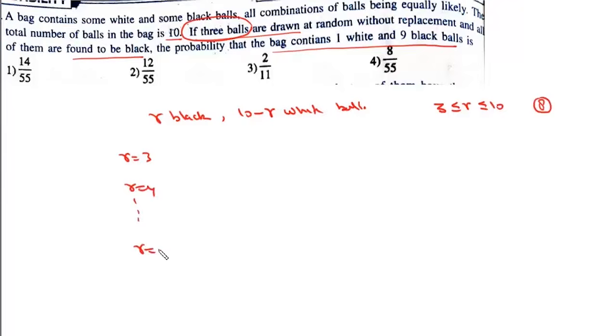Now since we have already drawn 3 black, it means at least it should have 3 black balls. So let us say this bag has R black and 10 minus R white balls, where R varies from 3 to 10. Now each of these cases is equally likely. So we have a total of 8 cases. So the probability that R is 3, R is 4, up to R is 10, is 1 by 8 in each case.